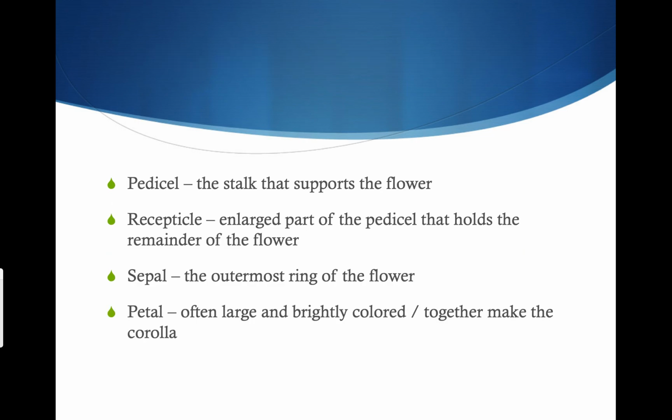Okay, so talking about the parts of a flower, we have the pedicel, the receptacle, the sepal, and the petal. Pedicel is the stalk that supports the flower. The receptacle is the enlarged part of the pedicel that holds the remainder of the flower. The sepal is the outermost ring of the flower, and the petals, of course, are the bright colored part, what we look at, the pretty part.